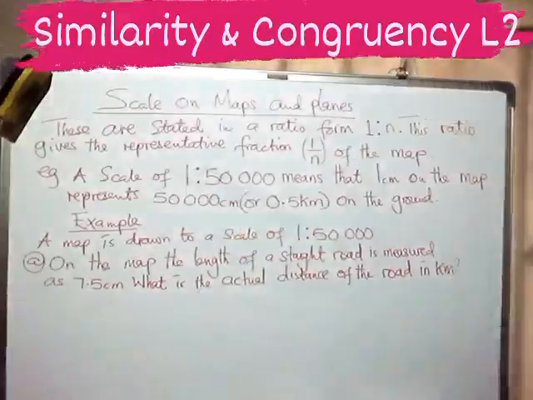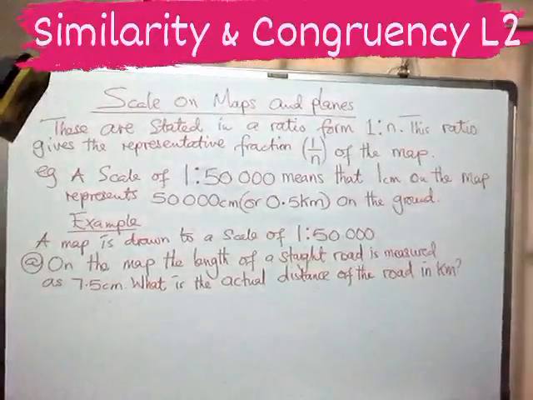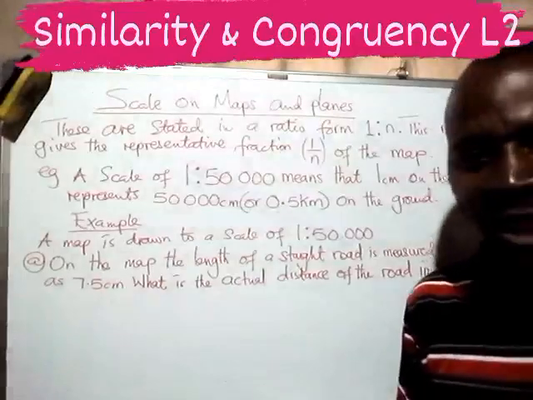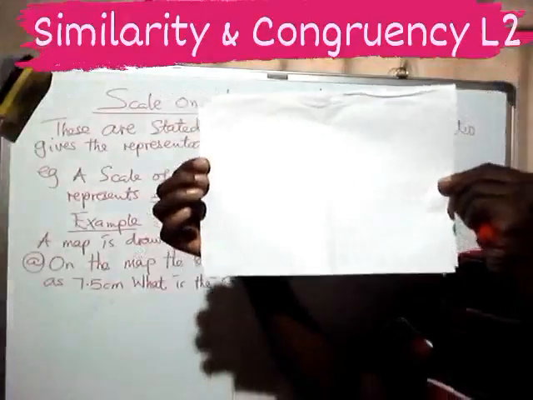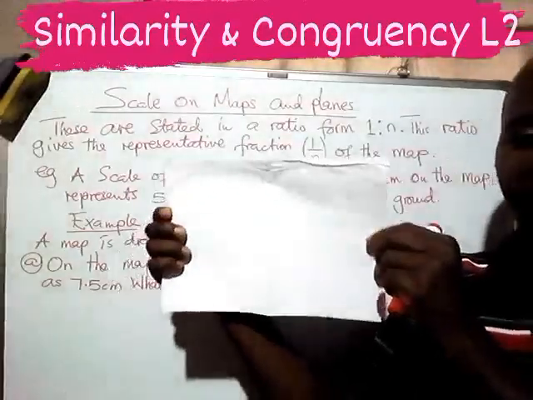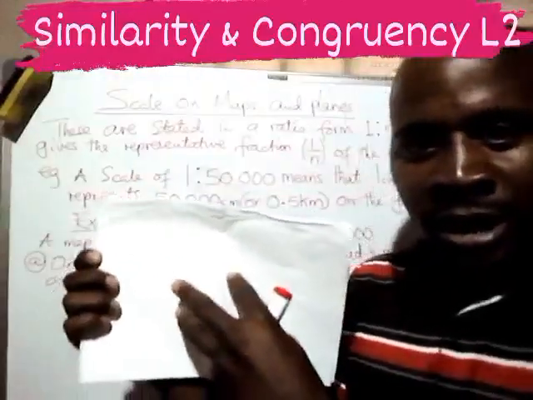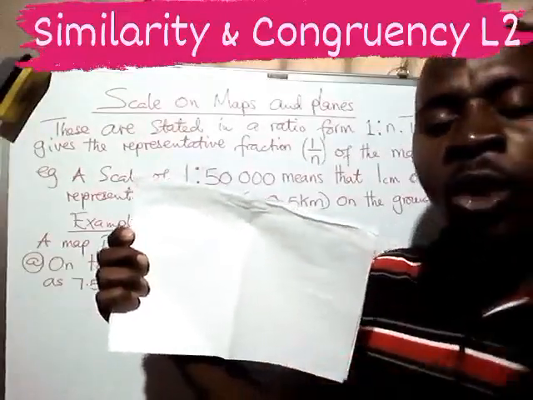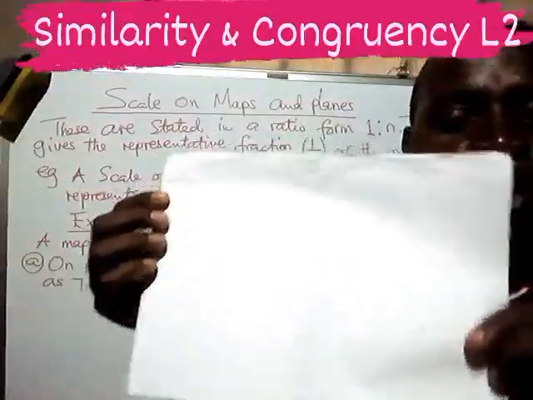By the way, what is a map? A map is a representation of the actual ground, or of the actual thing, or of the actual object on a piece of paper. If I draw the map of Zambia on this paper, it means that I have brought the entire map of Zambia on the paper. But is that the actual map of Zambia, or the whole area of Zambia? Can the whole Zambia fit on this piece of paper?